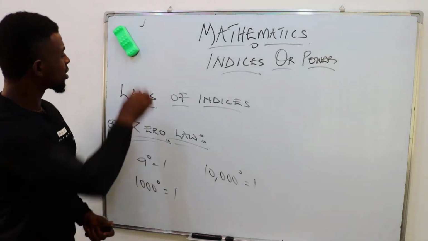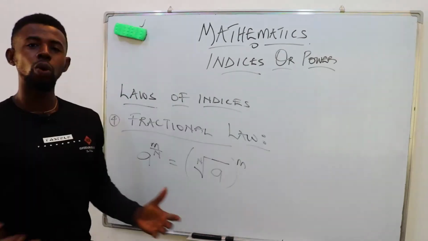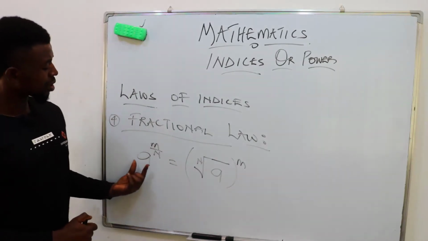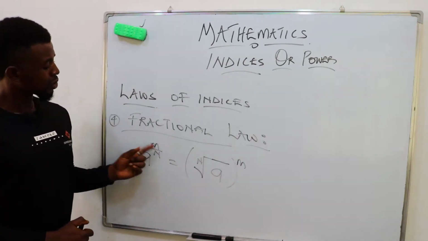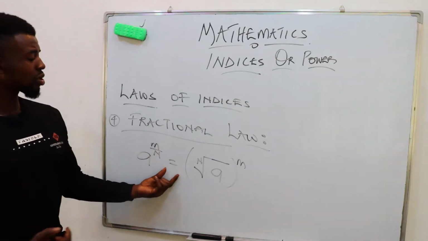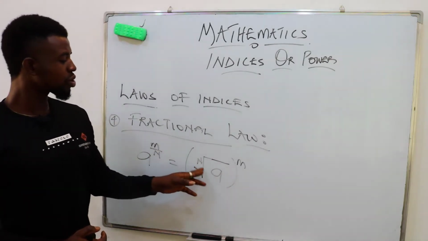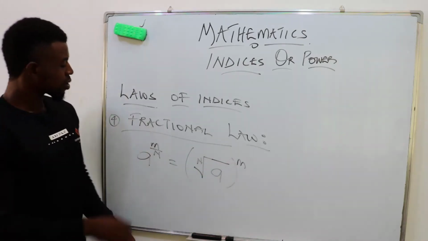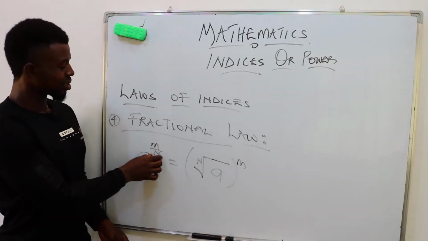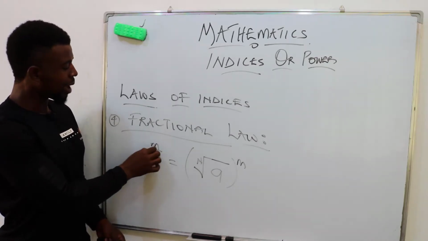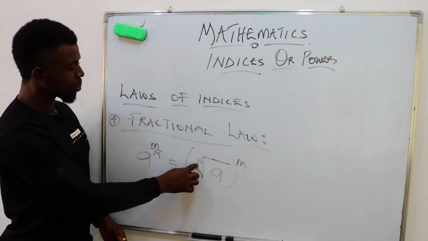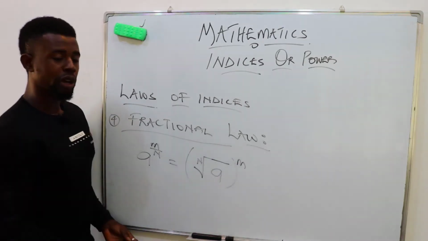The next law we'll be looking at will be our fractional law. What does this law tell us? Now let's look at this expression we have. It tells us that a raised to the fraction m over n, the solution is equal to the nth root of a, all raised to the power of m. Okay? So remember, n is our denominator, m is our numerator. So we have the roots of our denominator all raised to the power of our numerator.